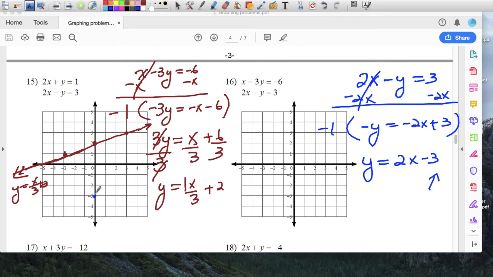And then if I want to draw on this side, I'm not going to go down. I have to go up and 4 to the left. 1 up, and 1, 2, 3, 4 left. Here's our point of intersection.